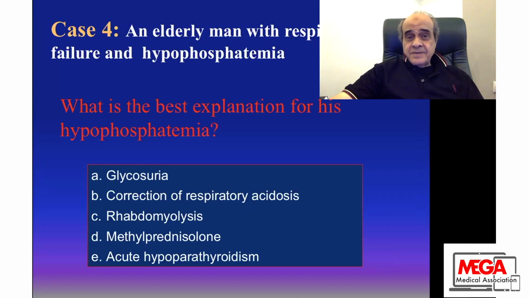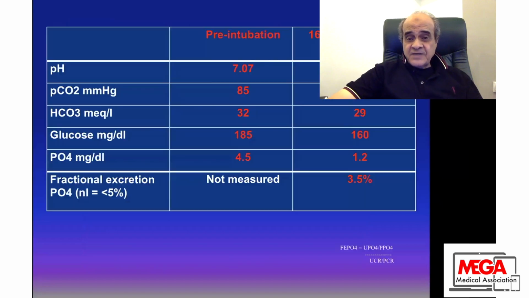This is an elderly man with respiratory failure and hypophosphatemia. What is the best explanation for his hypophosphatemia, which happened after correction of his hypercapnia, after putting him on the ventilator? Is it glucosuria, correction of respiratory acidosis, rhabdomyolysis, methylprednisolone, or acute hypoparathyroidism? Actually, glucosuria will cause a drop in phosphate level, but if we look here at the fractional excretion of phosphate, it is low, 3.5.